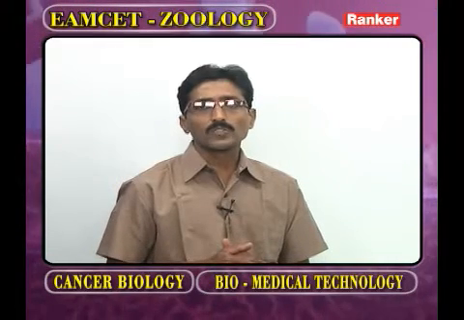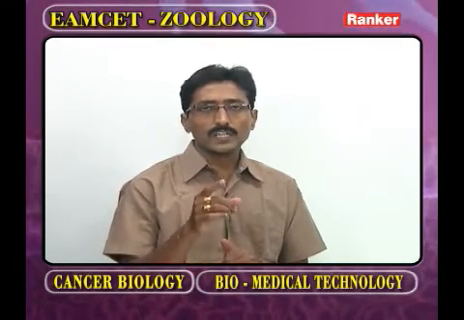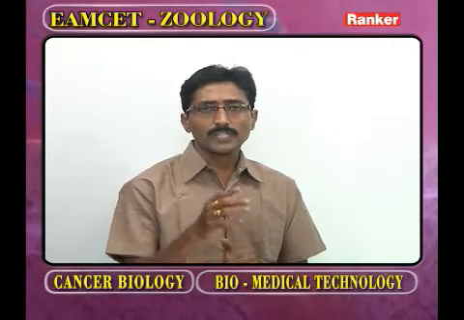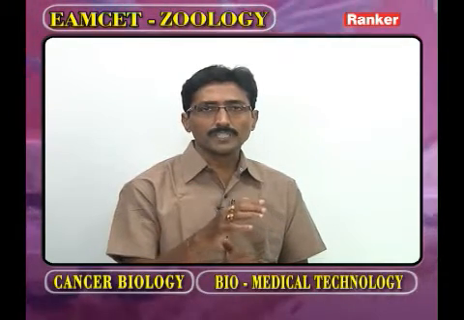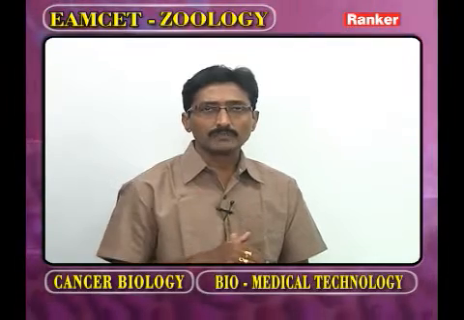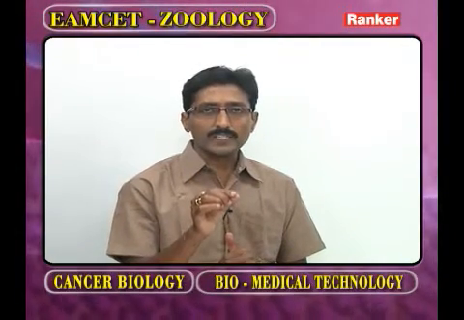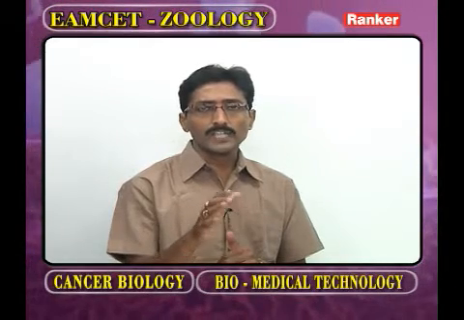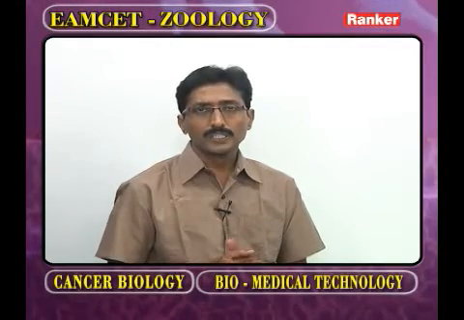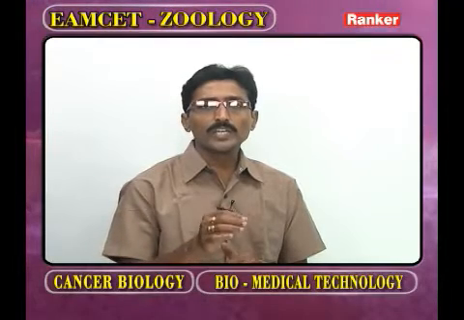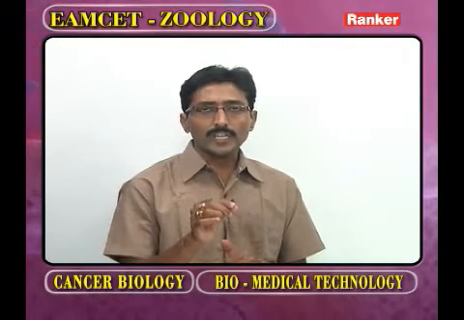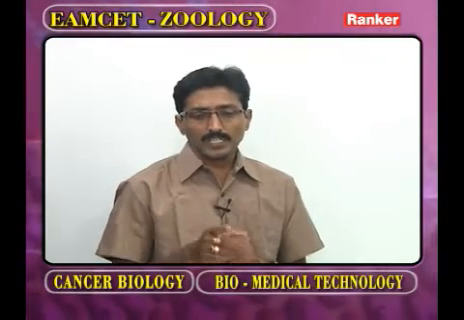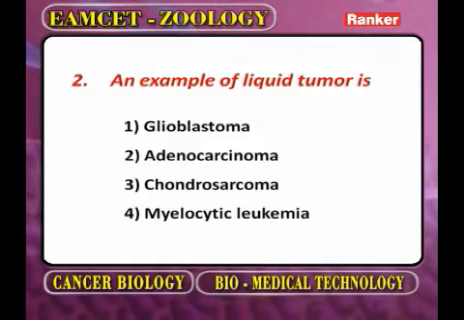What about sarcoma? Those are derived from mesoderm. For example, bone is derived from mesoderm, cartilage is derived from mesoderm, blood vessels are derived from mesoderm. If the cancer attacks mesodermal derivatives, it is said to be sarcoma. What about the third category? Leukemia. Leukemia is popularly known as liquid tumor. Now here, an example of liquid tumor.